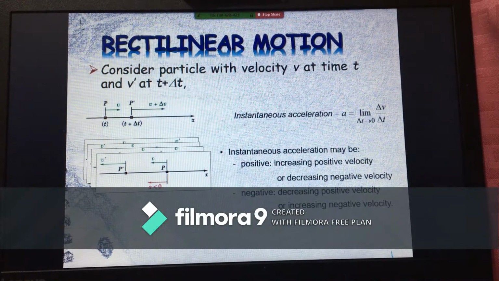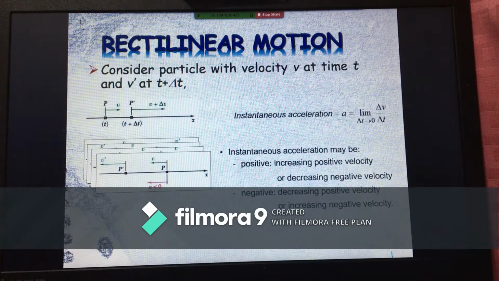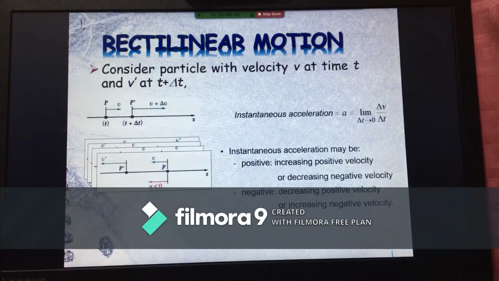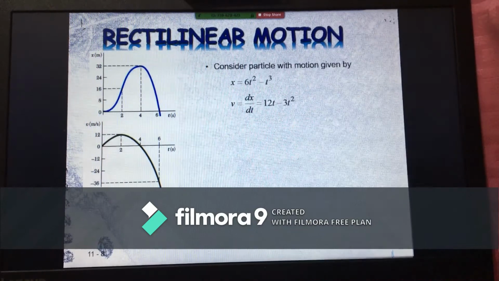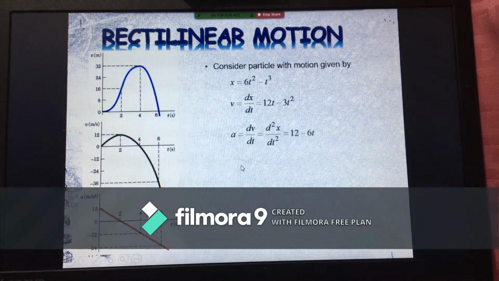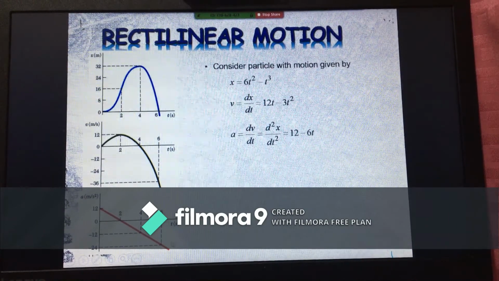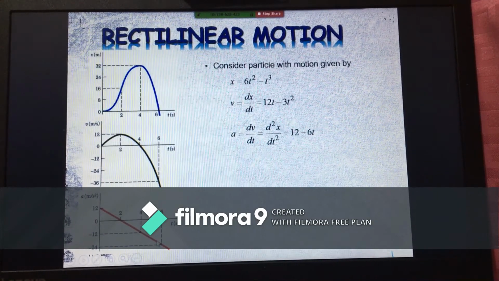So you are actually decelerating. Okay? So you are not accelerating but you are decelerating. So acceleration is negative. So that is deceleration. Is that clear, class? And when you take the derivative of the velocity, then you will get this equation, acceleration. And this is the corresponding graph. Alright? So that is the example, class.